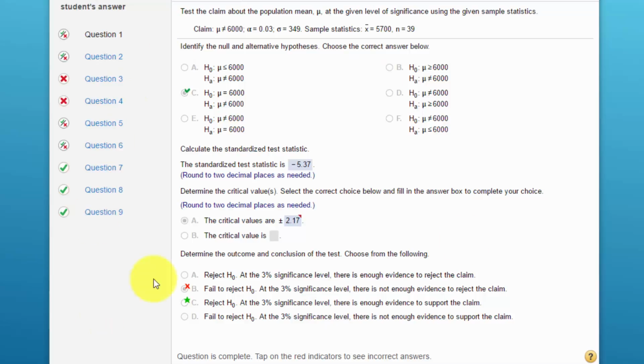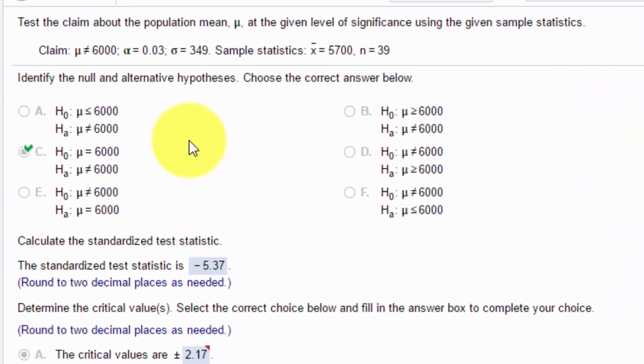And I want to review this person's work, and hopefully I am screening out his name so you won't see that. He makes a number of mistakes that I see too frequently in a lot of people's work. On this first problem, we are to test a claim about the population mean mu, and we're given sample statistics and alpha. And it says the claim is mu not equal to 6,000.